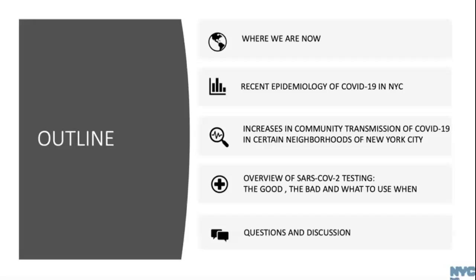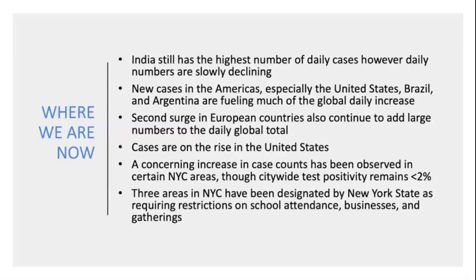And again, I will, of course, start with the overview of the recent epidemiology, and we'll get started. So where we are now, global cases continue to increase. India still has the highest number of daily cases, but India's numbers are declining, whereas we're seeing a second surge in European countries, as well as new cases in the Americas, including the United States.